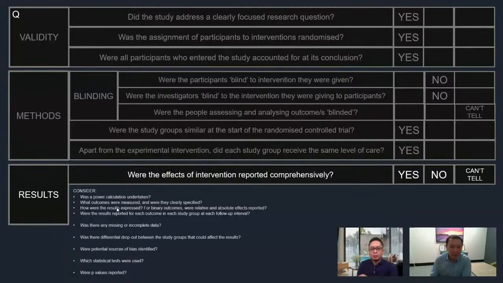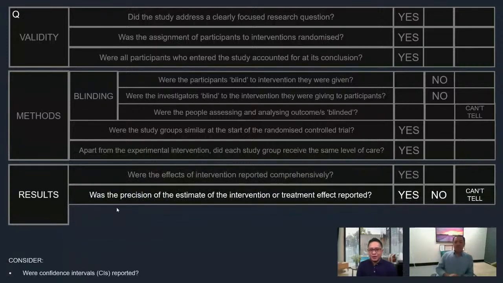If they powered the study for a 5% increase in live births and enrolled maybe two times more patients, then that would be ideal. But I know it's not easy to do. Yes, they described results in a very detailed, systematic manner, and that's why effective interventions were reported comprehensively. All right, thank you so much, Doc.